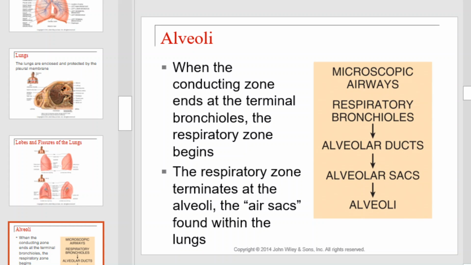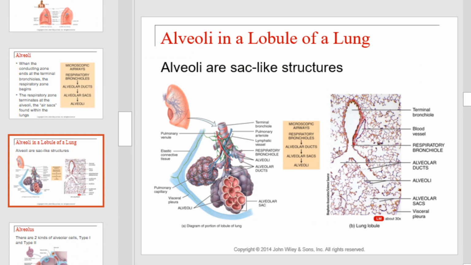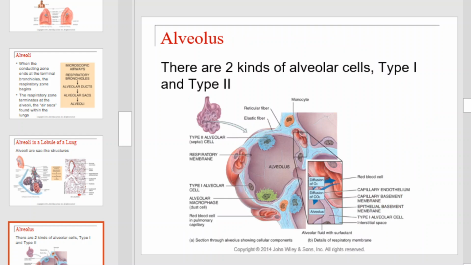Alveoli. When the conducting zone ends at the terminal bronchioles, the respiratory zone begins. The respiratory zone terminates at the alveoli, the air sacs found within the lungs. Alveoli are sac-like structures illustrated in this diagram, a single cell layer in thickness. There are two kinds of alveolar cells, type 1 and type 2, that you can see illustrated in this diagram. Again, be sure to note the name and relative position of each labeled structure in these pictures.